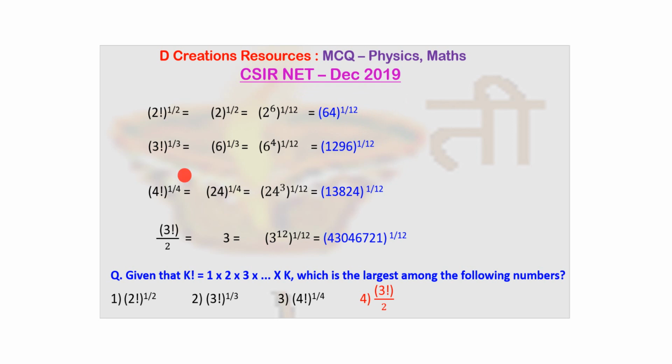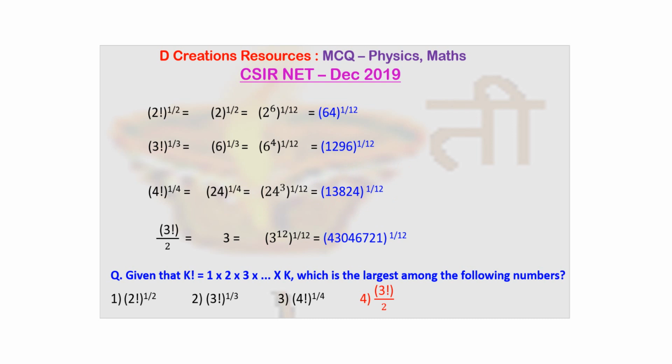Let's go to the third number. 4 factorial raised to 1 by 4. What is 4 factorial? 4 into 3 into 2 into 1, which is 24, raised to 1 by 4. Now if the power has to be 1 by 12, then you have to write this number in the bracket as the cube of 24. What is the cube of 24? 24 square is 576 and 576 into 24 is 13,824, raised to 1 by 12. So you are already seeing that option A and option B are ruled out because C is greater than both of them.